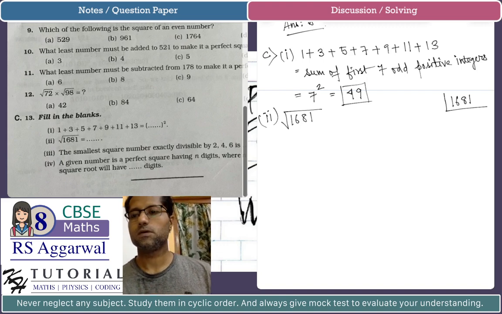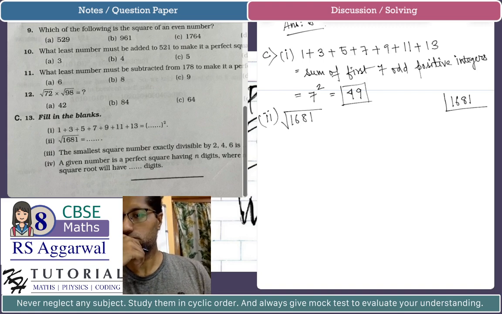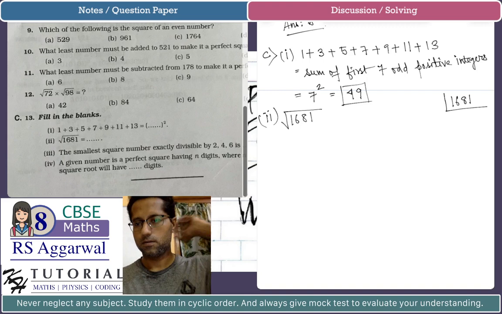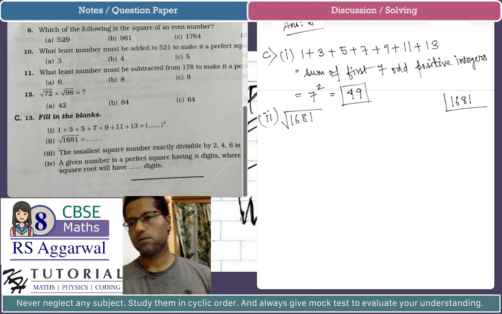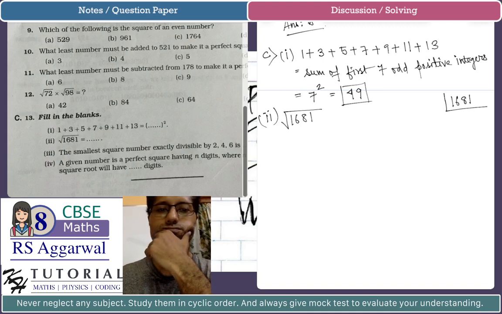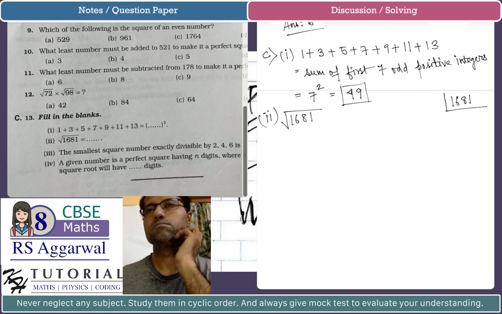Now this number 1681 is not divisible by 3. Let me see whether it is divisible by 9 or not. No, it is not divisible by 9. Is it divisible by 7? No.